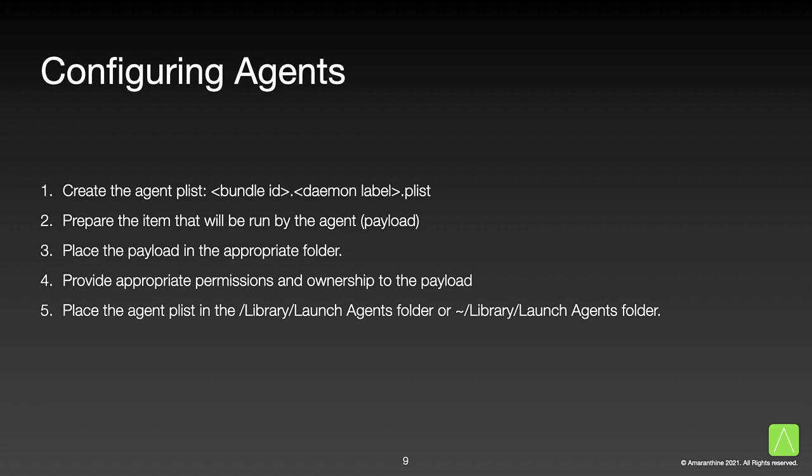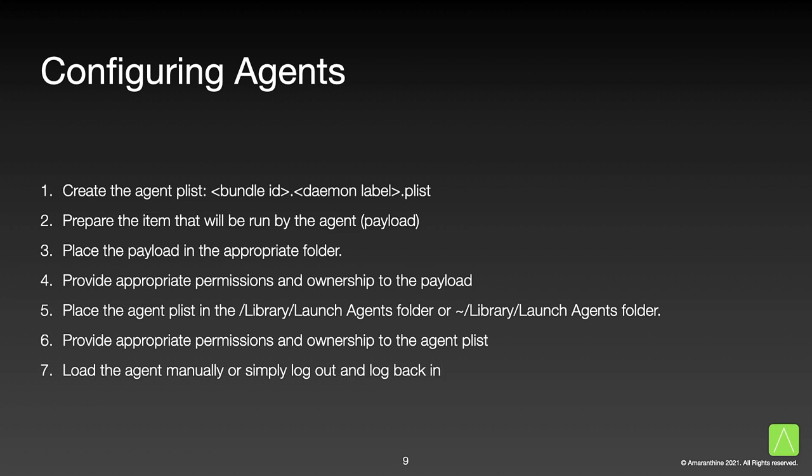The root library launch agents folder is appropriate if you want the agent to be available system-wide. But if you want it for a specific user, then you would go to the home folder for that user and place it within the library launch agents folder located inside the home folder. Then we will provide appropriate permissions and ownership to the agent. And finally, load the agent manually or simply log out and log back in as a user.